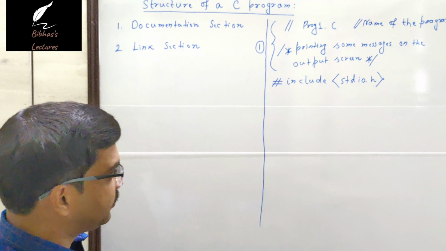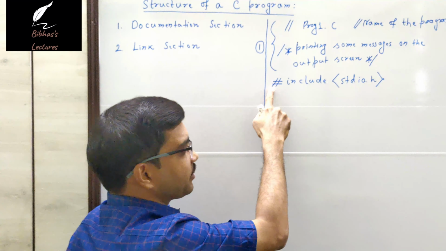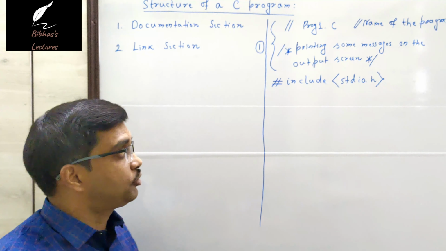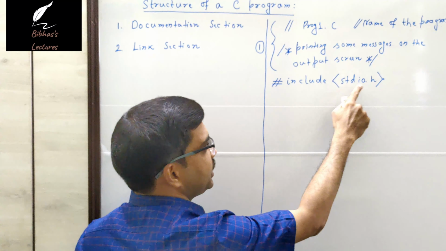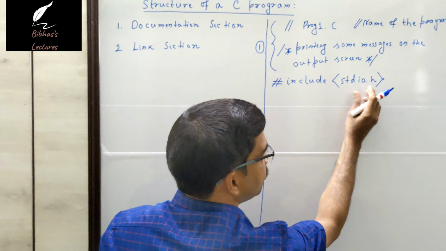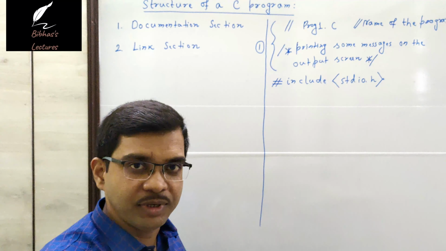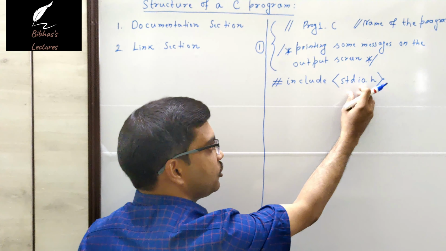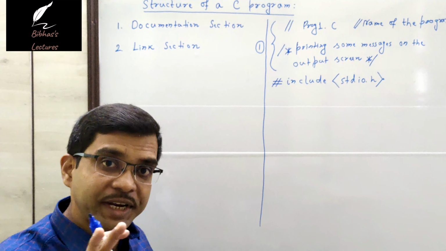Now what is this? This hash symbol actually represents the preprocessor directive. So #include <stdio.h>. Here stdio.h is the file name. This is an abbreviated form. The full form of stdio.h is standard input output header file.